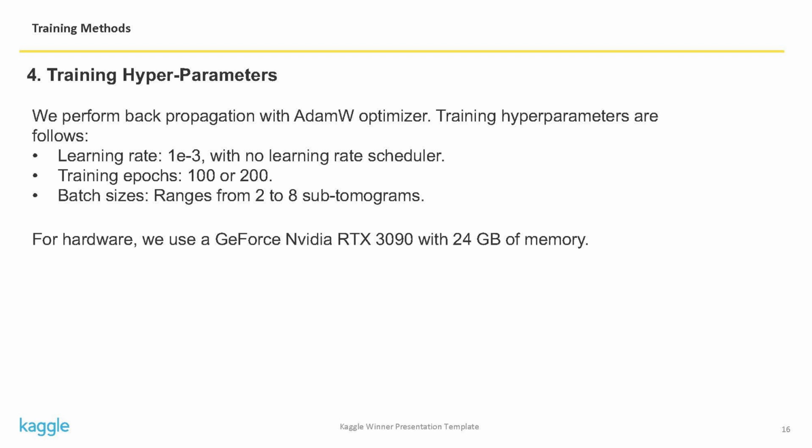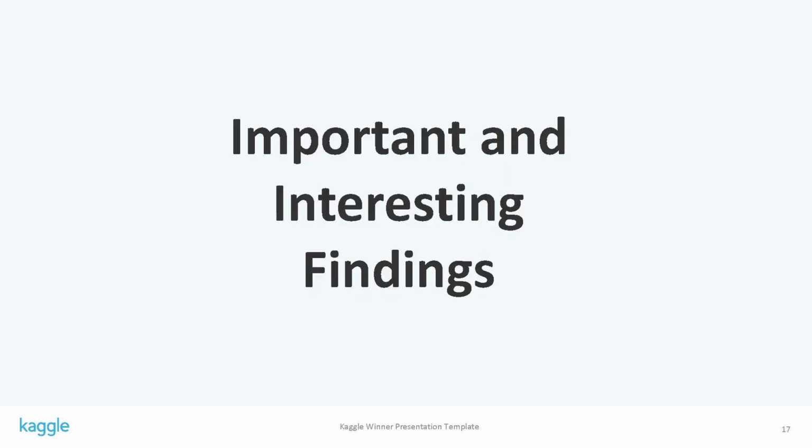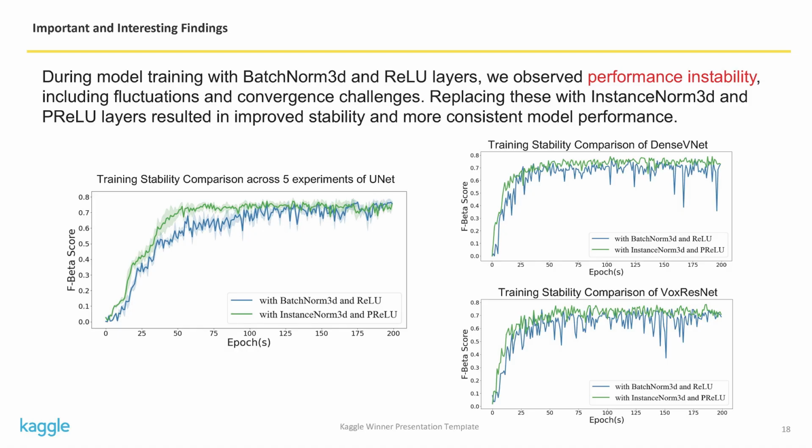We used batch sizes ranging from 2 to 8 subtomograms, and our hardware setup included a GeForce RTX 3090 with 24 gigabytes of memory. During training, we noticed instability in the model's performance, particularly when using BatchNorm3D and ReLU layers. This led to fluctuations and challenges in convergence. By replacing these layers with InstanceNorm3D and PReLU layers, we significantly improved training stability and achieved more consistent model performance.